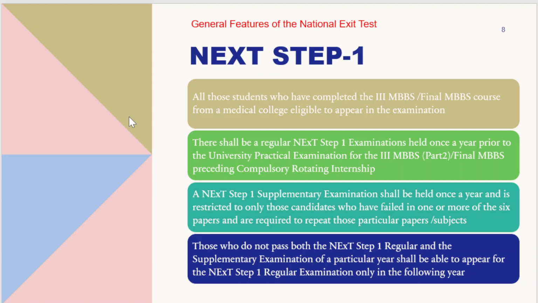Okay, those who do not pass both the NExT step 1 regular and the supplementary examination of a particular year shall be able to appear for the NExT step 1 regular examination only in the following year. They will have to appear in the regular NExT step 1 of the coming year.